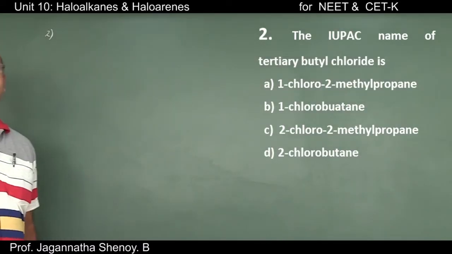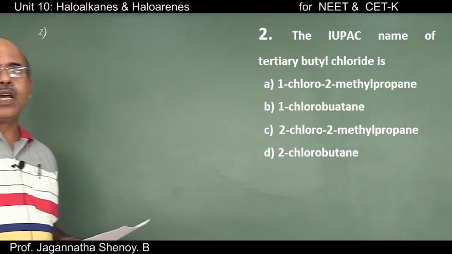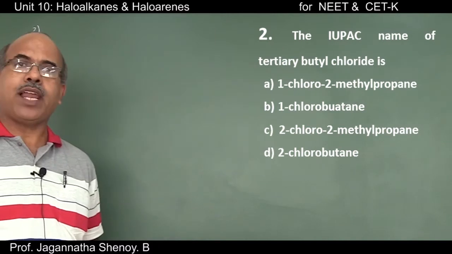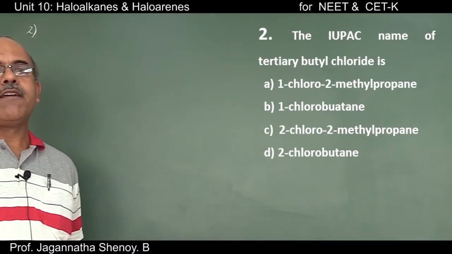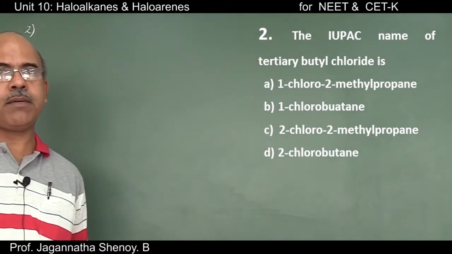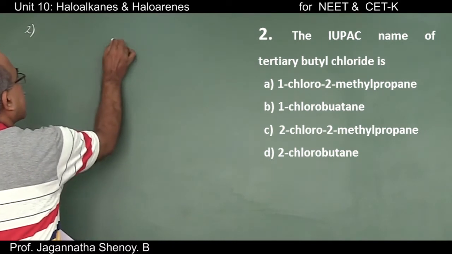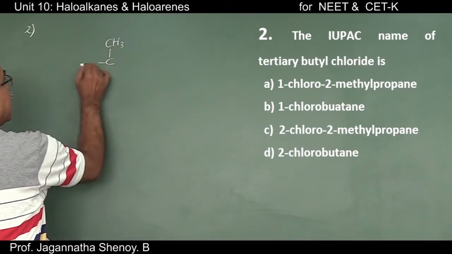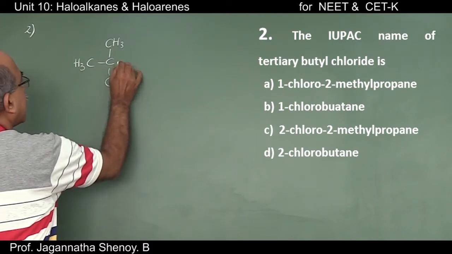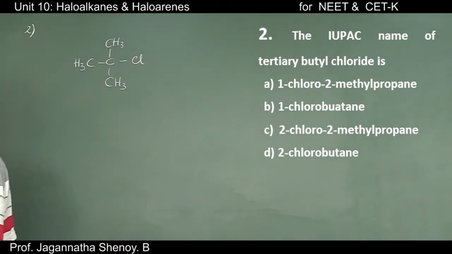Let us go to question number 2. In this question, you have to give the IUPAC name of tertiary butyl chloride. For that, first you have to write the structure of tertiary butyl chloride. It is C with CH3, CH3, CH3 and Cl. This is tertiary butyl chloride.